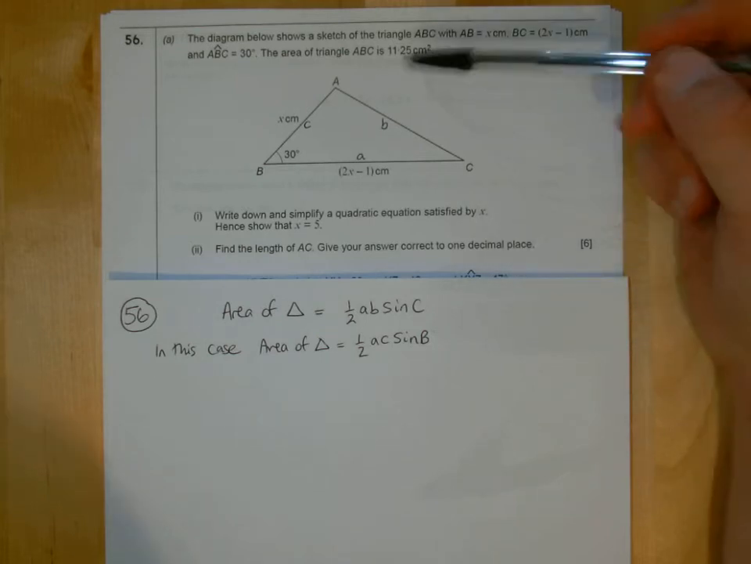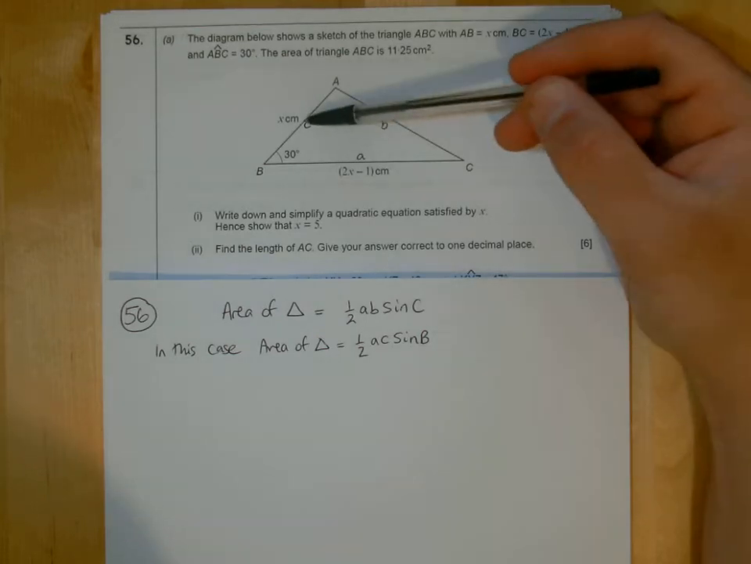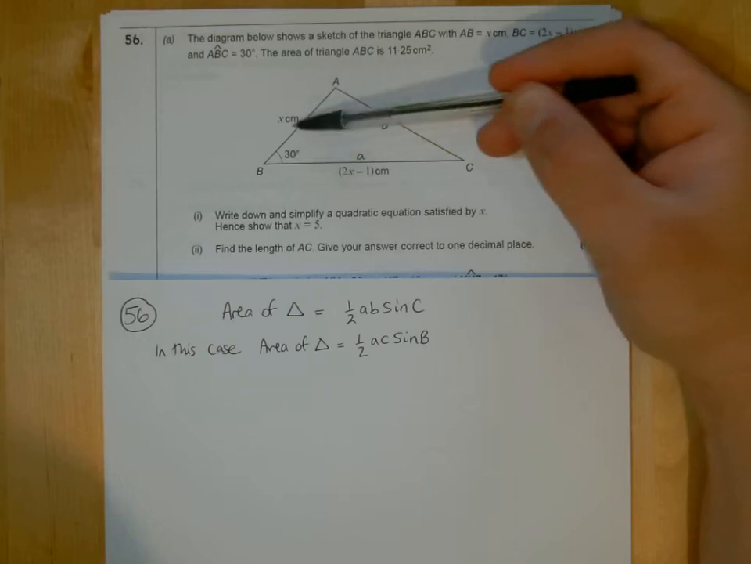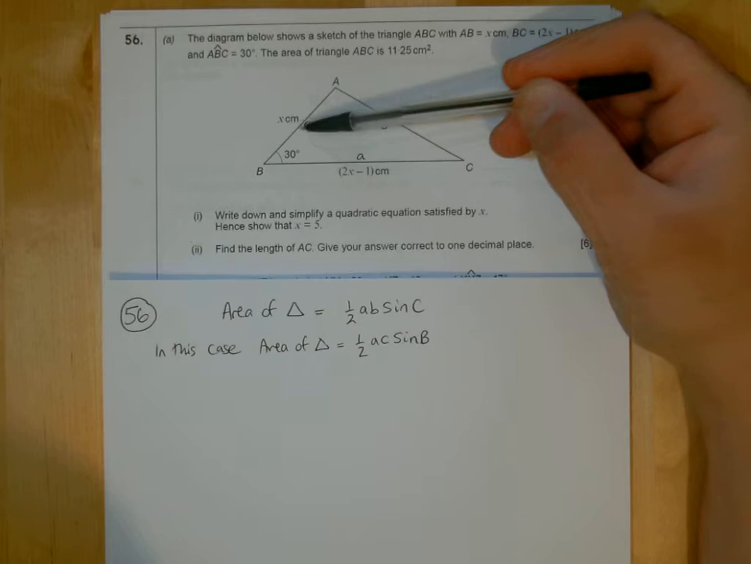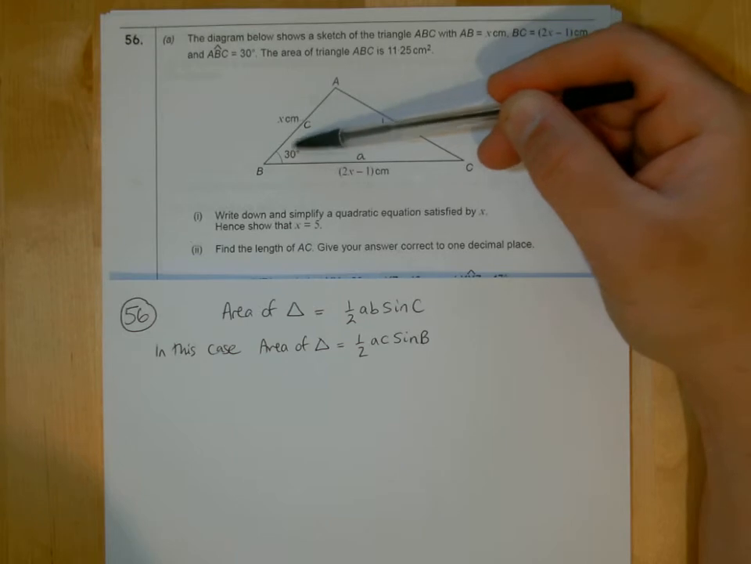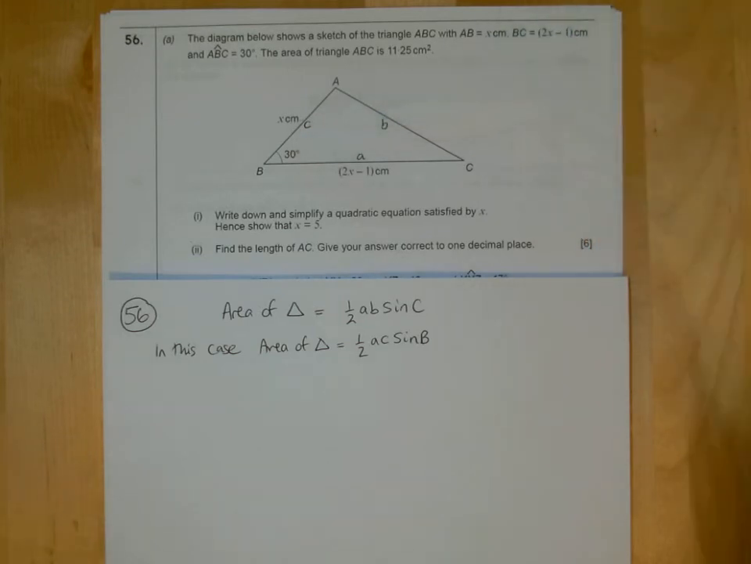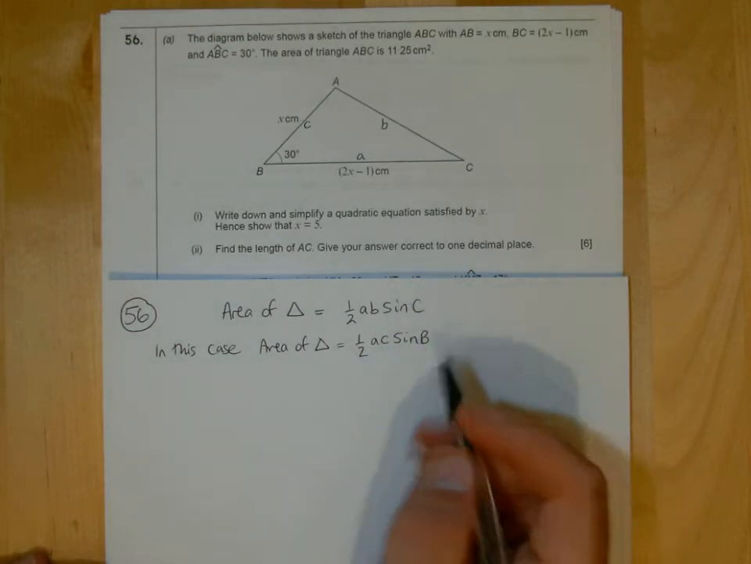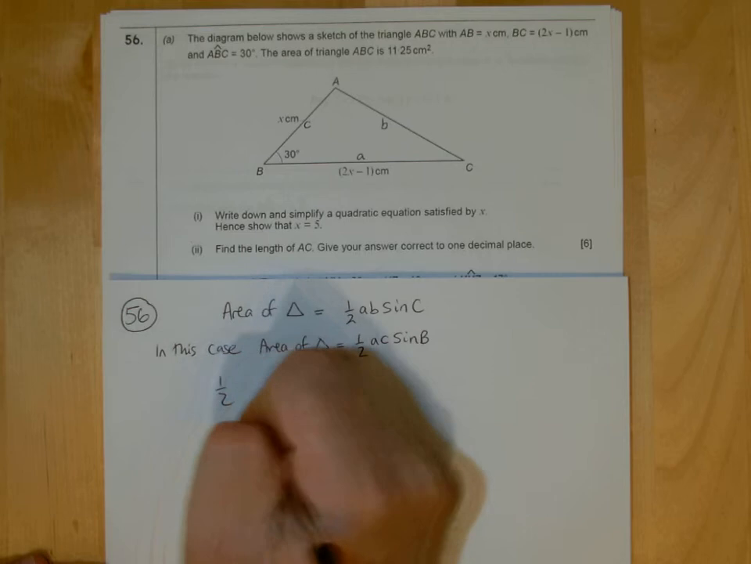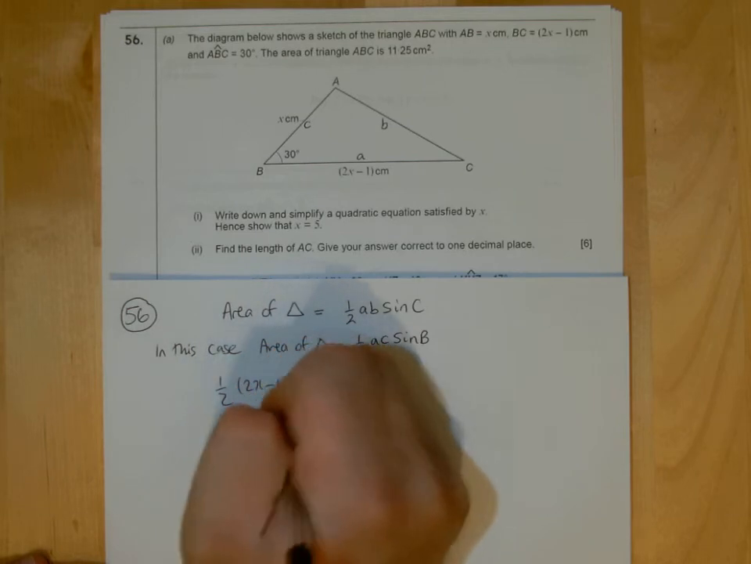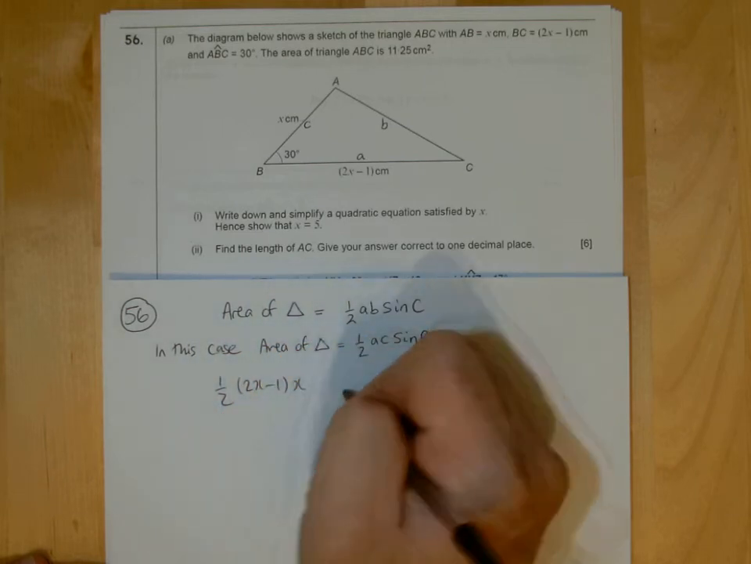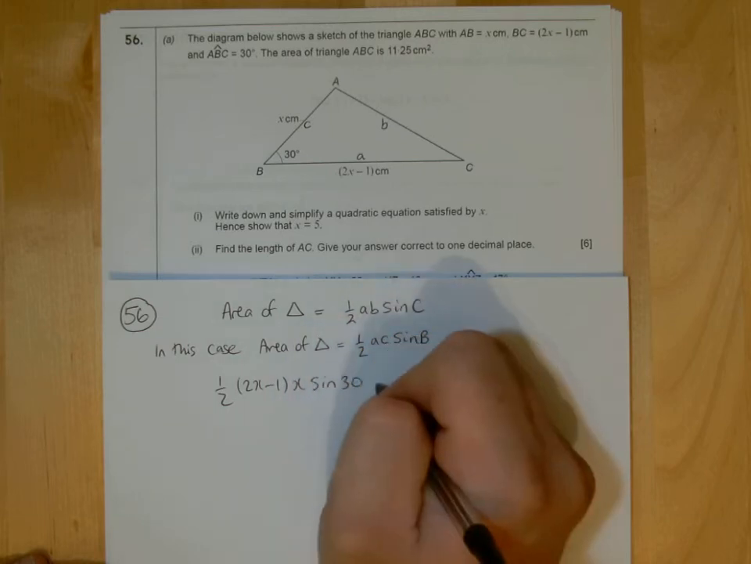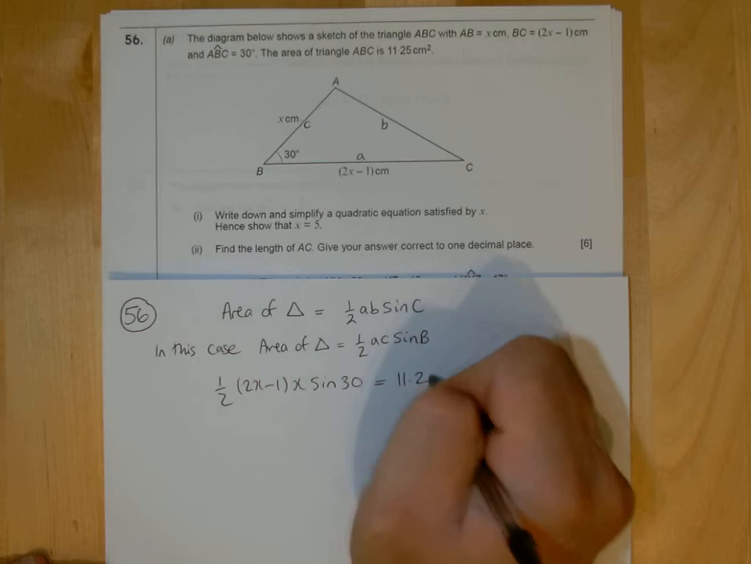You don't have to worry too much about the letters. All you need to remember is that for the area we need two sides and the angle included. So these are the two sides here, that's your little a, that's your little c. Angle included is 30. So we're told that it's equal to 11.25, so we can literally do half times a, which is 2x minus 1, times c, which is x, sine of 30, and that will equal 11.25.